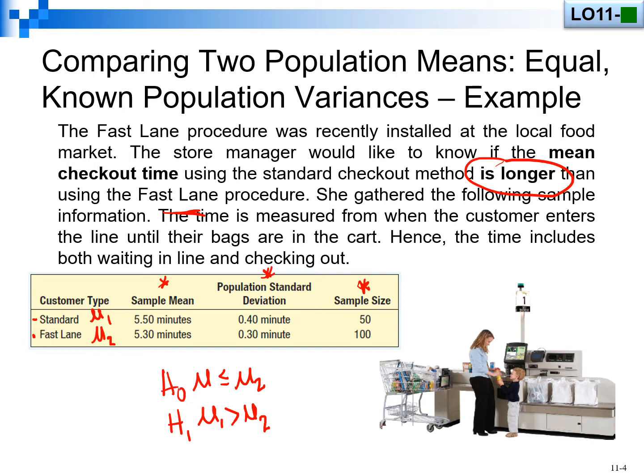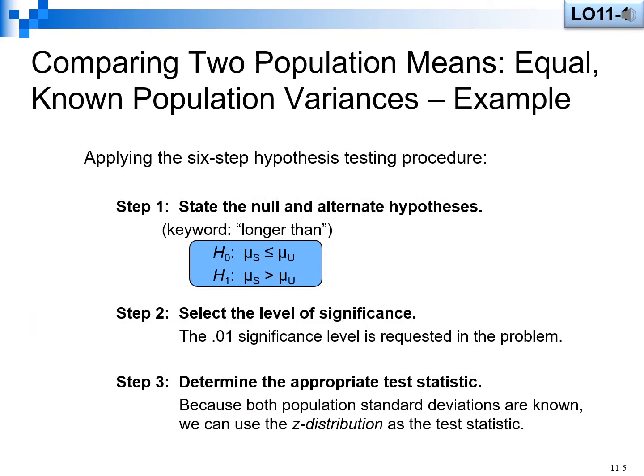And then after that, you simply plug it into your new formula. As you can see, the keyword stated in here was "longer," so you want the alternate, in this case the standard checkout lane, to test whether it takes longer than the fast checkout lane. And then, of course, we've got the alpha level. That's just like before, 0.01. Because it's greater than, this is going to be an upper tail test, and so that's still going to be alpha just like before. You have to go to your z-table to get your critical z-value, and then once you plug it into your new formula to get your z-value, you'll make your conclusion.